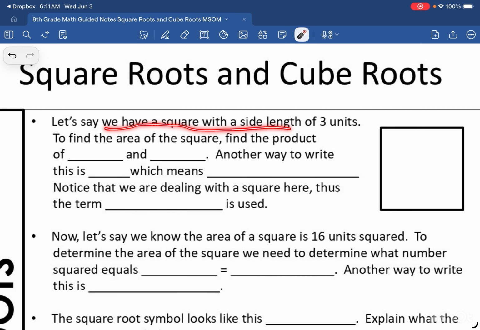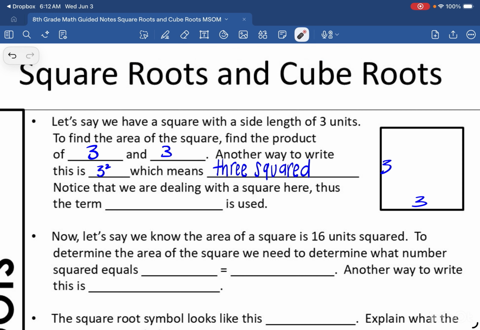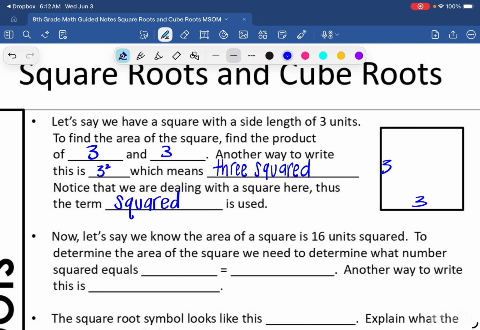Let's say we have a square with the side length of 3 units. So let's say this square right here has a side length of 3 units. To find the area of the square, we're going to find the product of, so if we want to find the area of this, we're going to multiply 3 times 3. Another way to write this is 3 with a superscript of 2, and that means 3 squared. Notice that we are dealing with a square here. Thus, the term squared is used.